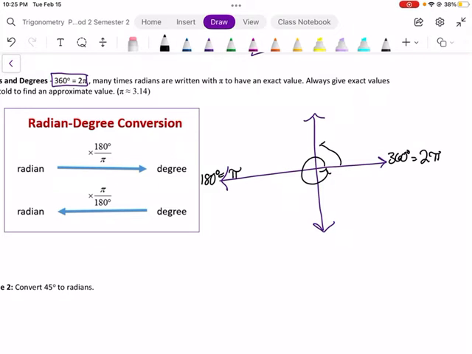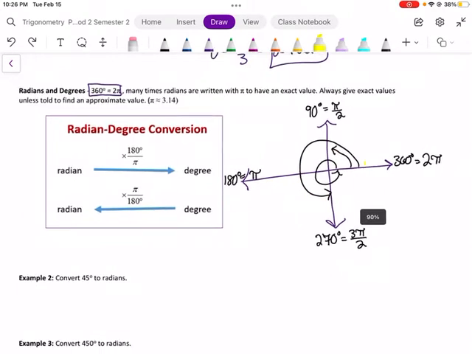Now if we go a quarter of the way, we know that is 90 degrees, and that's equal to pi over 2. And if we go 3/4 of the way, that is 270 degrees, which will equal 3 pi over 2. That makes sense because we went 1 pi over 2, 2 pi over 2, and then 3 pi over 2. So you want to count the parts.